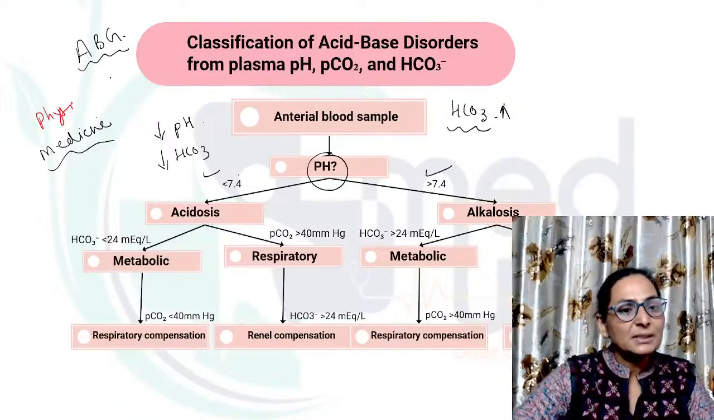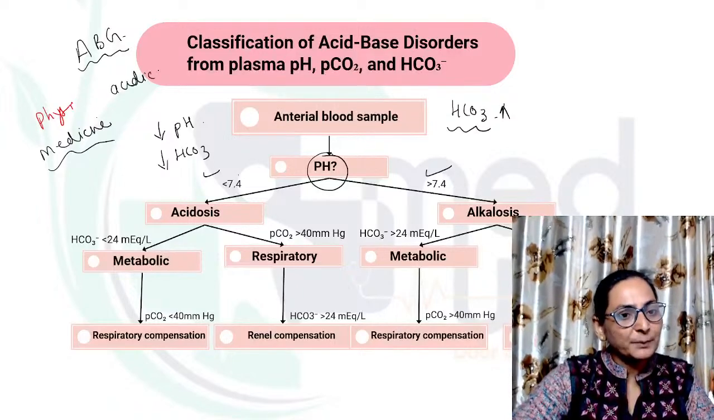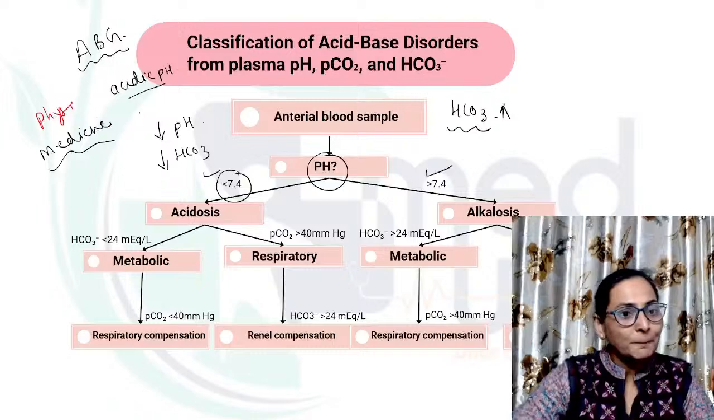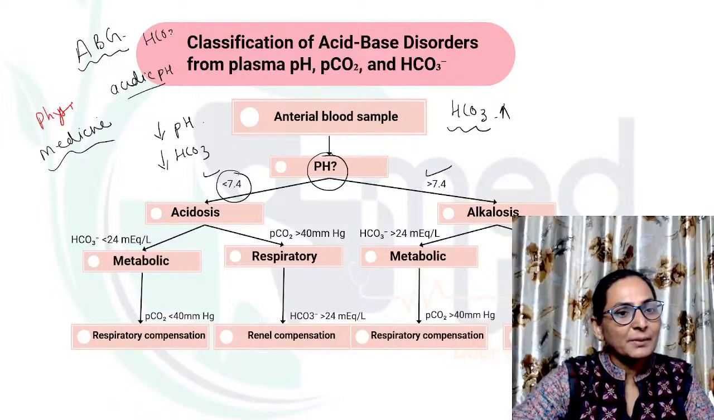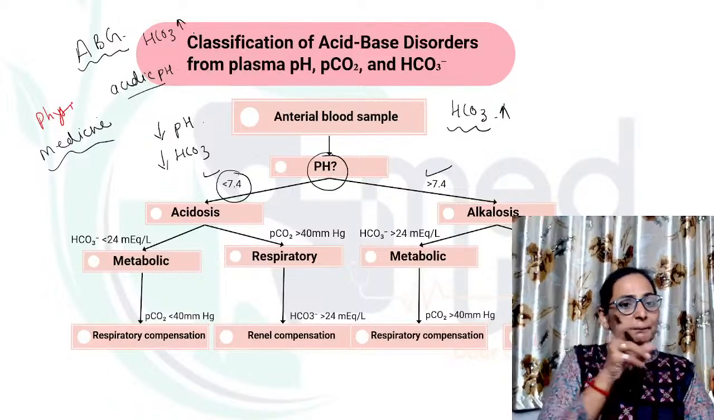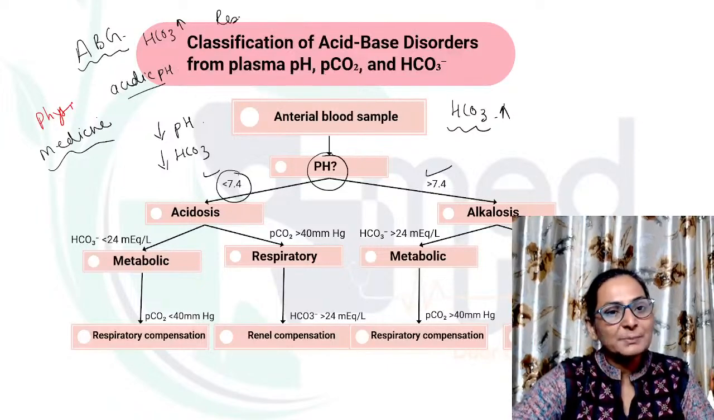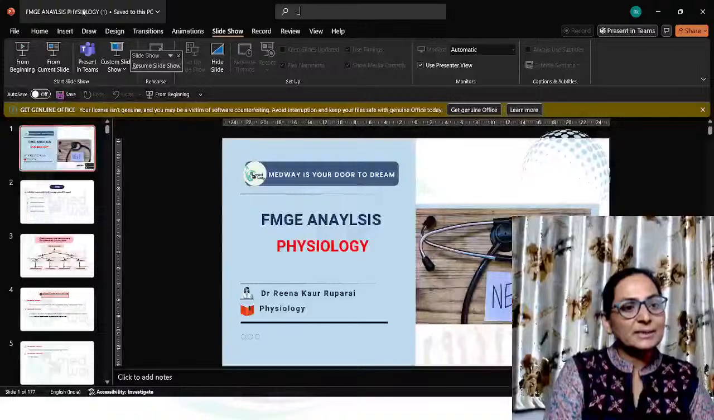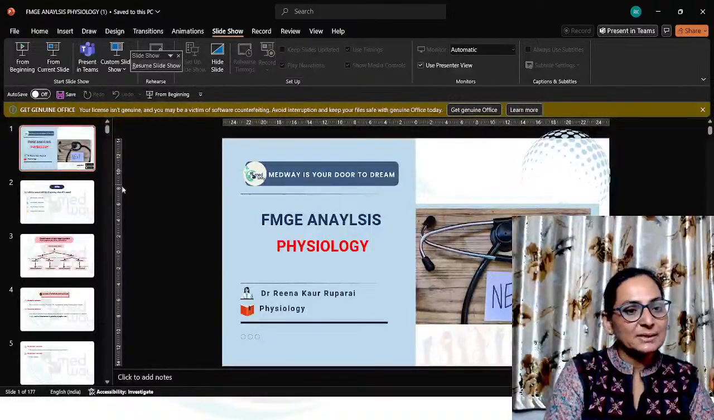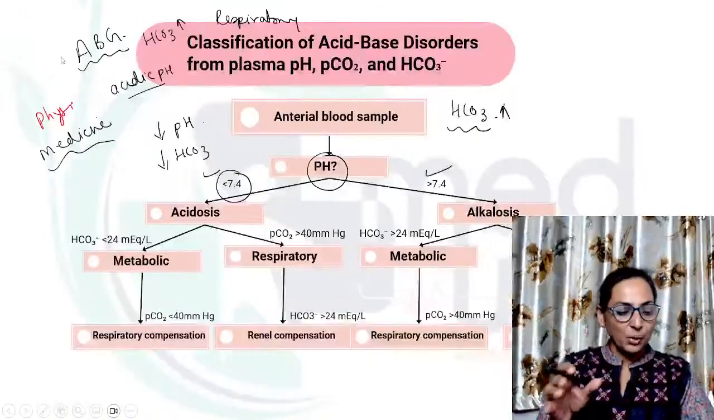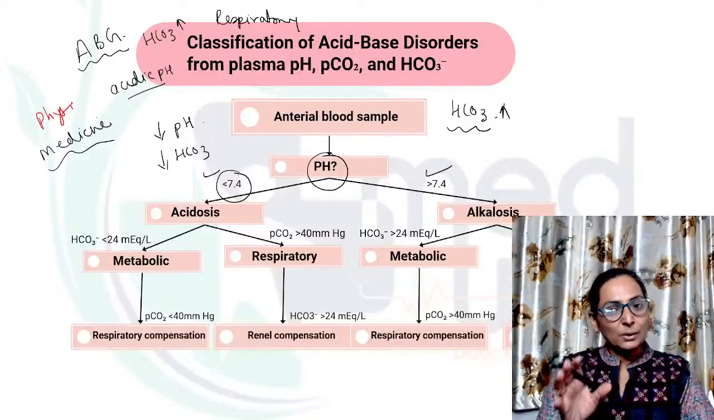Now sometimes what happens, you see that there is an acidic pH, okay, that means the pH given in a particular question is going to be less than 7.4, but here you find that the bicarbonates are raised. That means the pH and the bicarbonates, they are not going in the same direction. In that case, certainly it is going to be a respiratory cause. Whether it is respiratory acidosis or respiratory alkalosis, whatever, but it is going to be the respiratory cause. So respiratory acidosis or respiratory alkalosis.